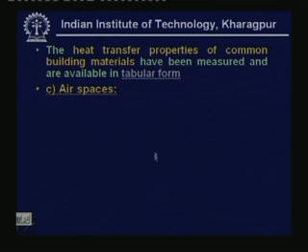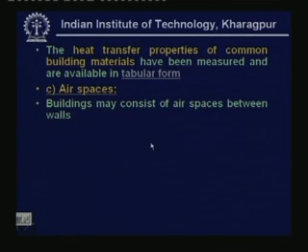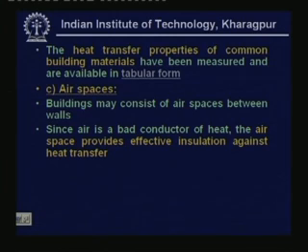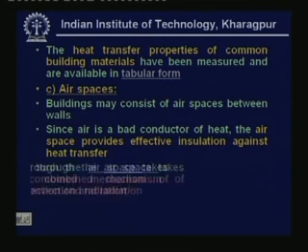Now let us look at air spaces. What is an air space? Buildings may consist of air spaces between walls, and air spaces may also be there, for example, in the false ceiling or in attic space. Since air is a bad conductor of heat, the air space provides effective insulation against heat transfer. So, this is one of the reasons why air spaces are used in buildings. It provides good insulation against heat transfer, so the load on the building gets reduced.